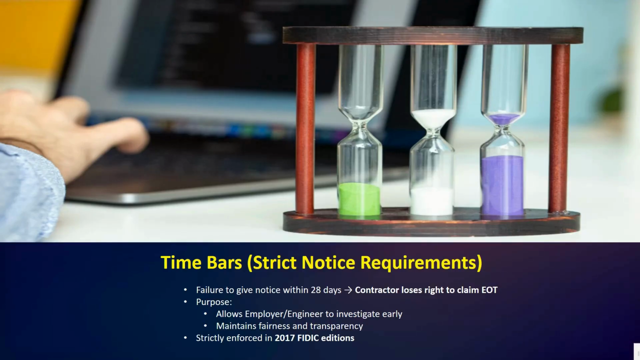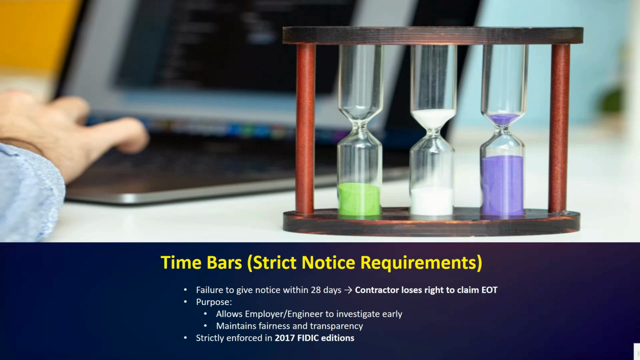So next we have time bars. One of the most critical parts of the FIDIC is the time bar rule for submitting claims. Okay, if the contractor does not give a notice within 28 days, they lose the right to claim EOT, even if the delay was genuine.